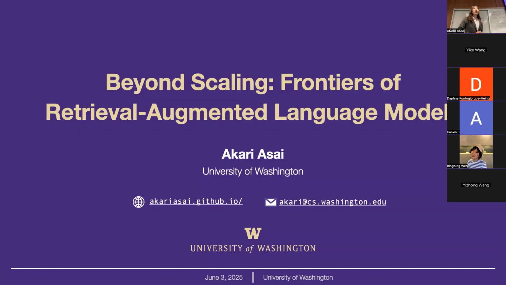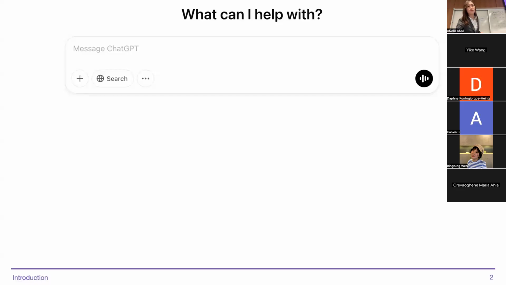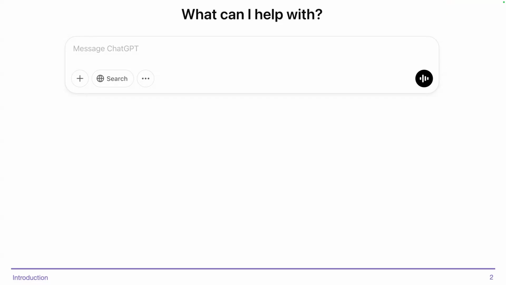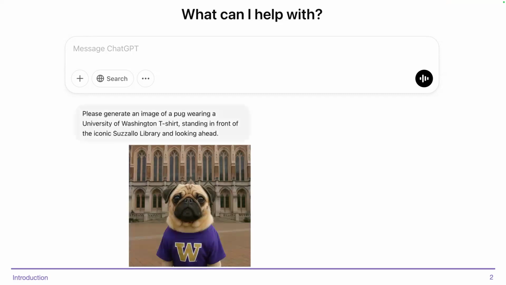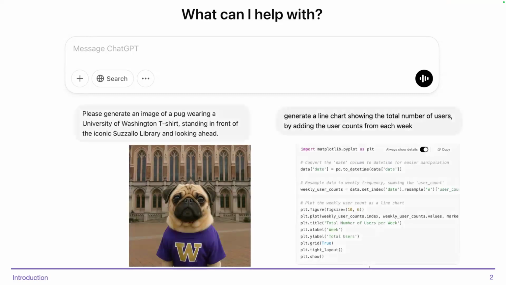Today I'm excited to talk about my PhD work on augmenting language models to go beyond their built-in capabilities. Large language models like ChatGPT have become an integral part of society, impacting everyone's life. What makes those models truly remarkable is the ability to perform a wide range of tasks, from generating image to code, by following users' natural language instructions.